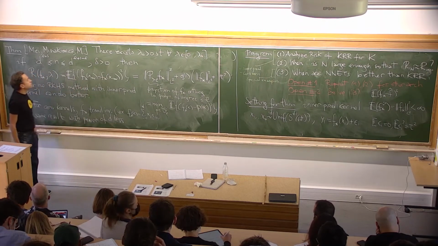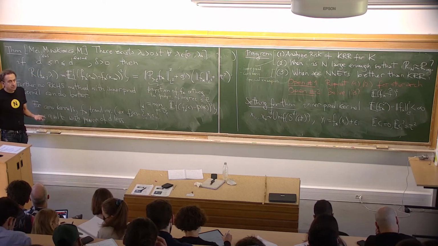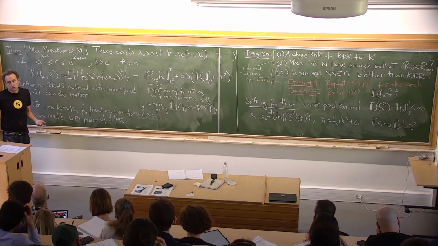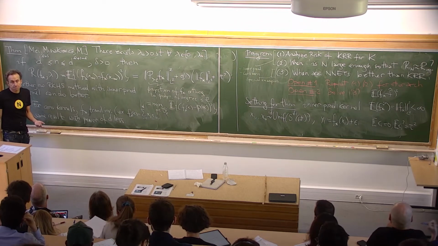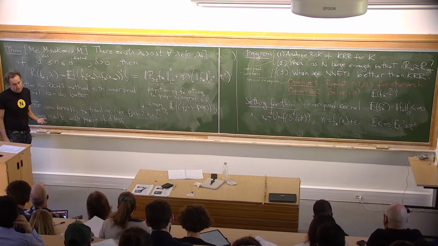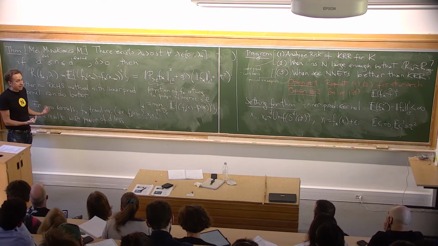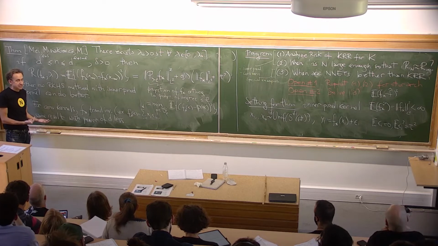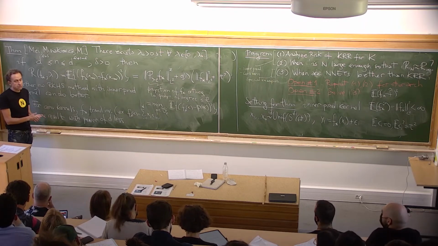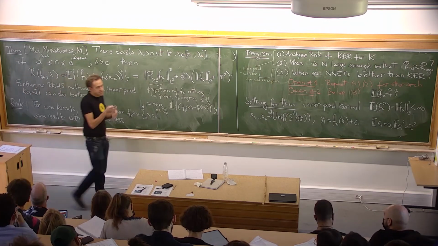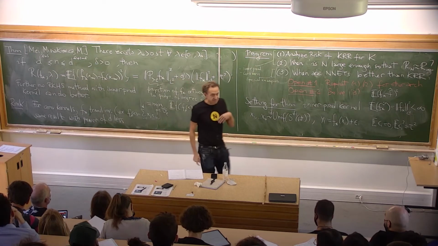Namely, if you want to fit a degree L polynomial, you need only d to the L minus 1 sample points. And this makes sense because the number of polynomials of degree L that are translation invariant is not d to the L, it's d to the L minus 1. And in fact, there is a general abstract theorem for other groups.